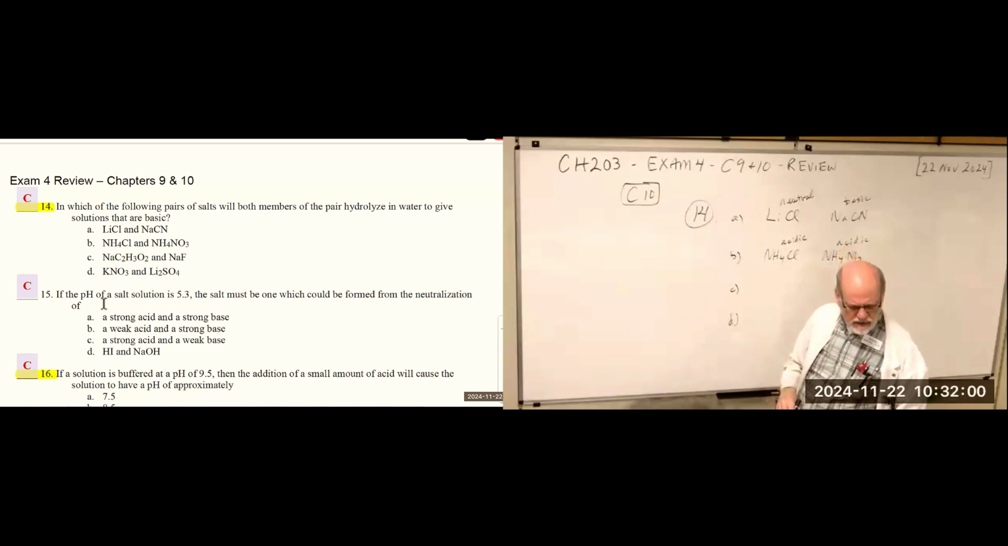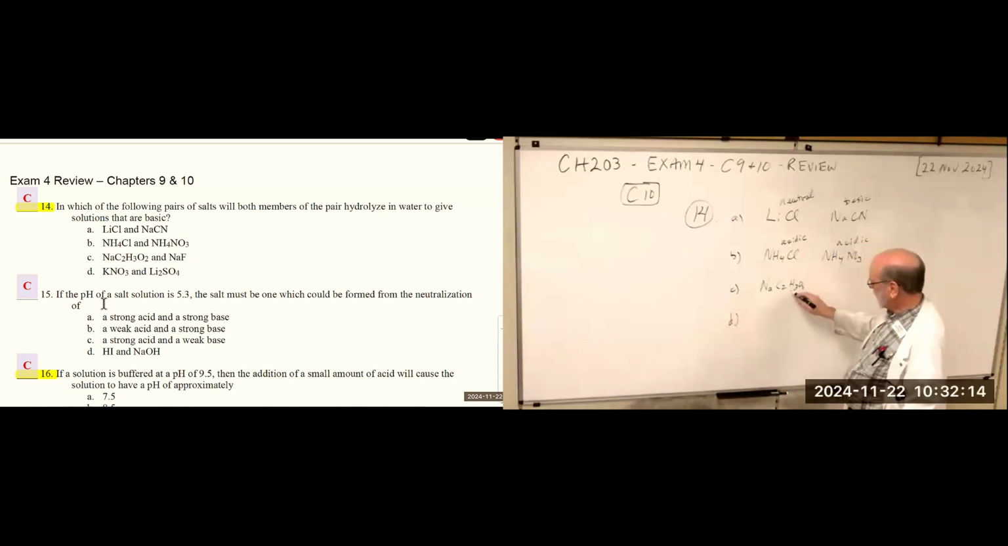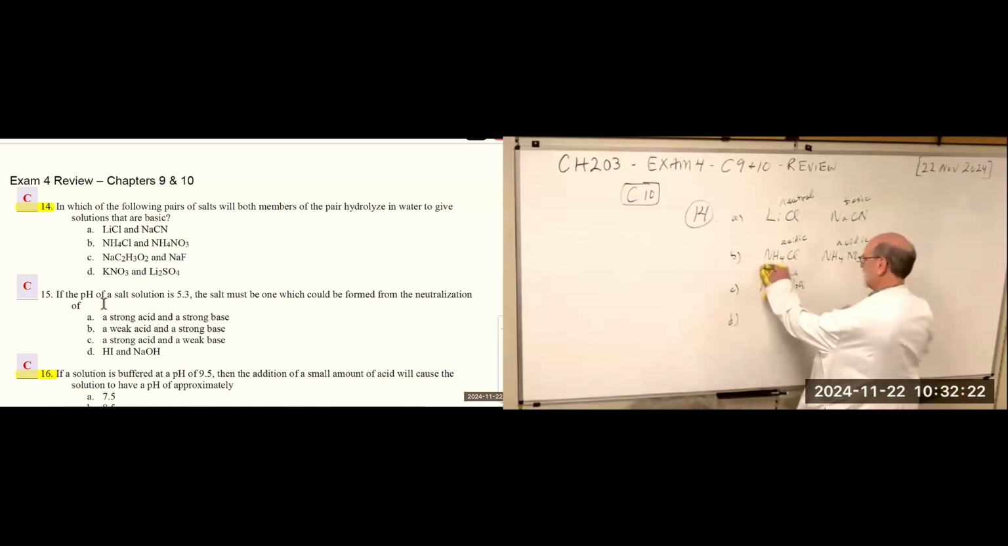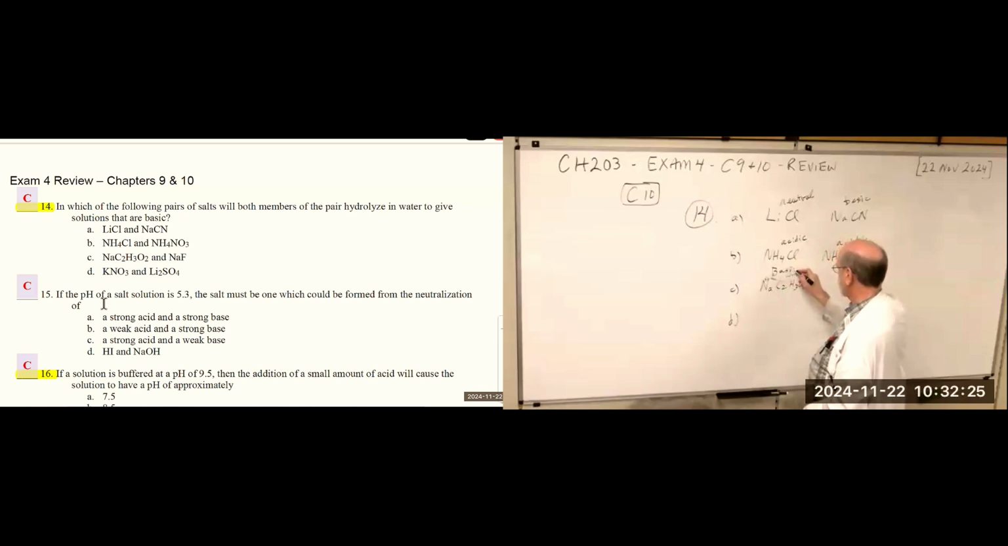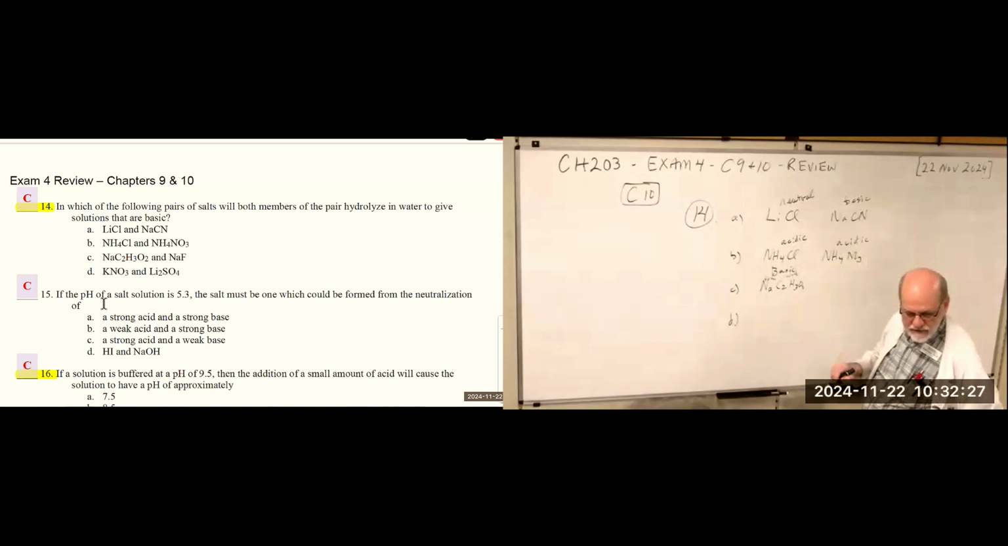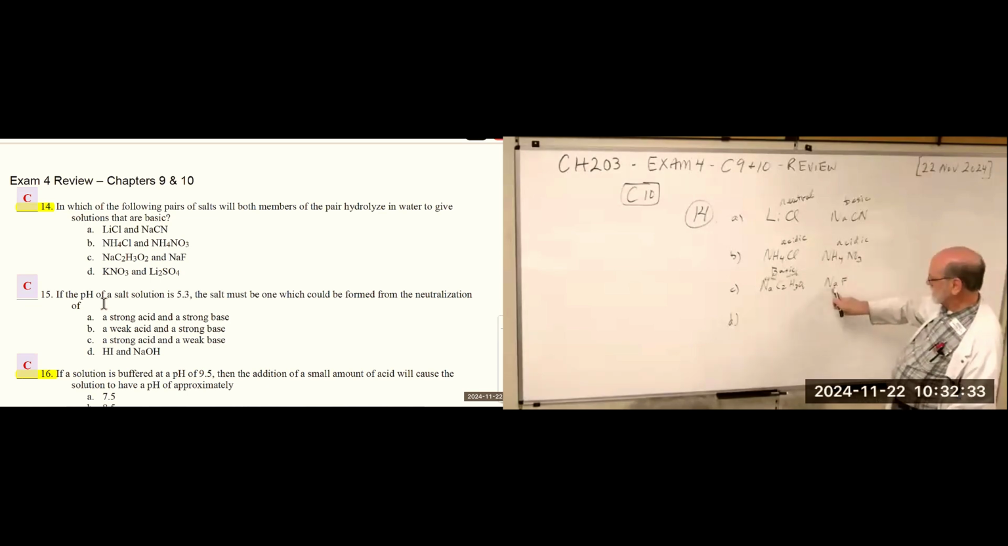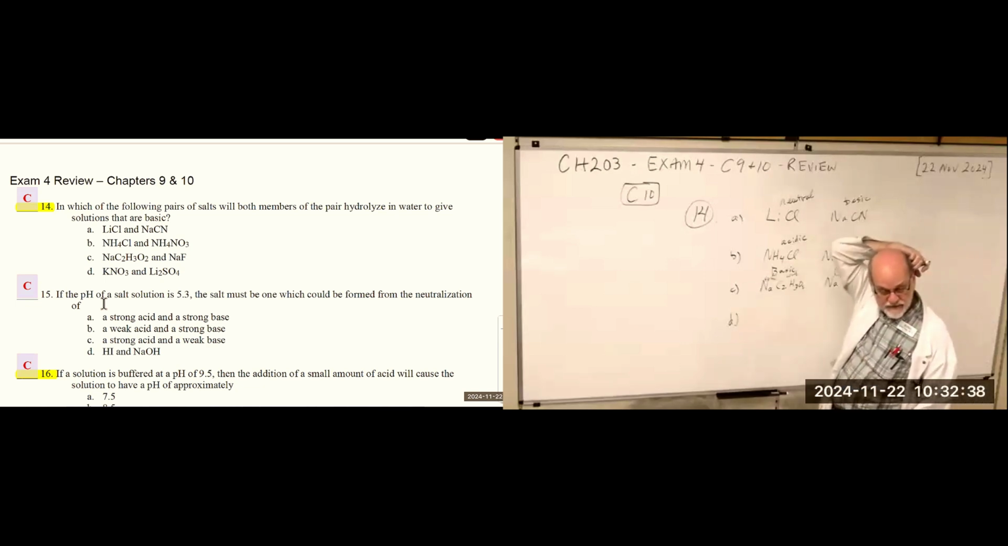Okay, how about C? C2H3O2. The acetic acid is weak, and this is strong, so it's a strong base. It's basic. And the second one, sodium fluoride, this is from a weak acid. That's a strong base, so this one's basic. Okay, both of those are basic. I think that's the answer we're looking for.